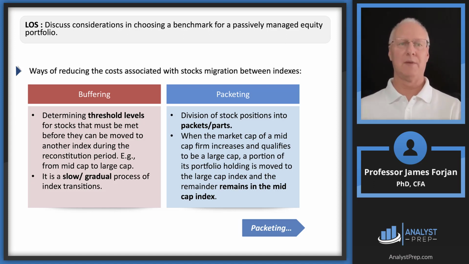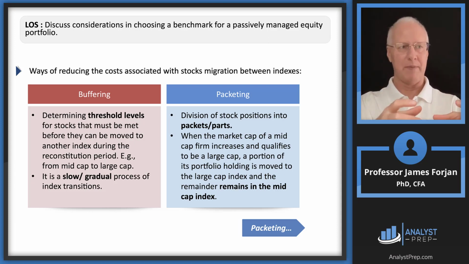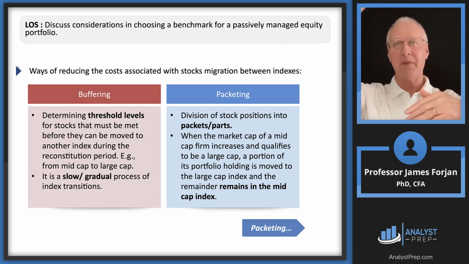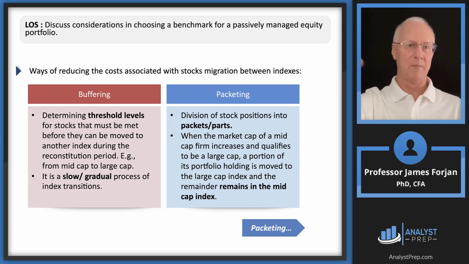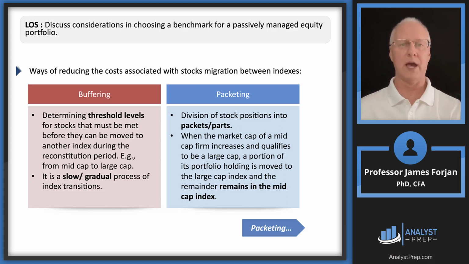Yeah, this is an interesting concept here about what we do with migration. If we have a mid-cap index and a mid-cap stock that increases in value, how do we migrate it from the mid-cap index to the large-cap index? Well, with buffering, we just determine threshold levels. It's a slow and gradual process, so that if the price rises and keeps rising, sooner or later it's going to end up being deleted from the mid cap and then fully included in the large cap.